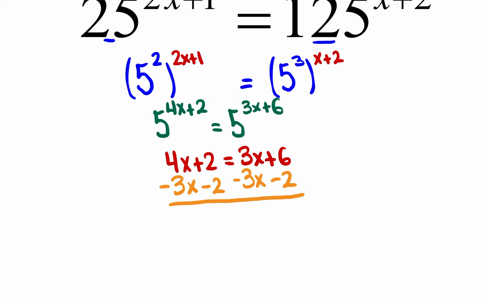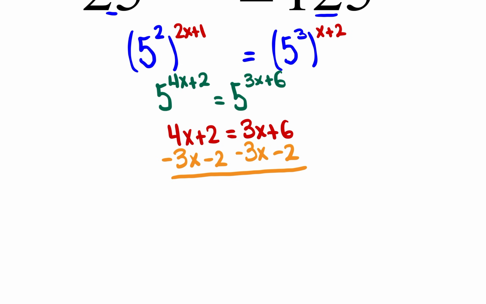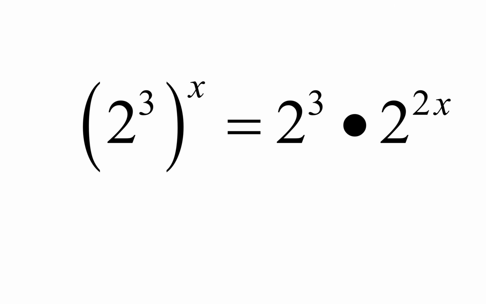From there, in the bottom left, I have 4x minus 3x, which will leave me with x. The 2's cancel out, equals, the 3x's cancel out, and we have 6 minus 2. 6 minus 2 is going to leave us with positive 4. So hence, the solution is going to be x equals positive 4. Moving on to question number 3.